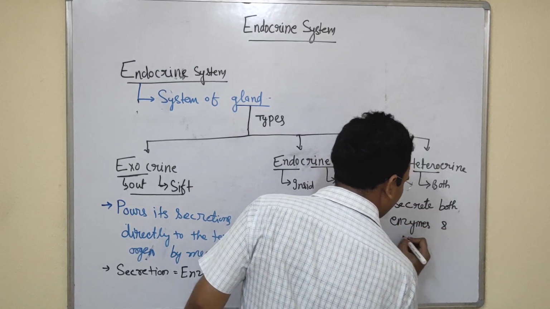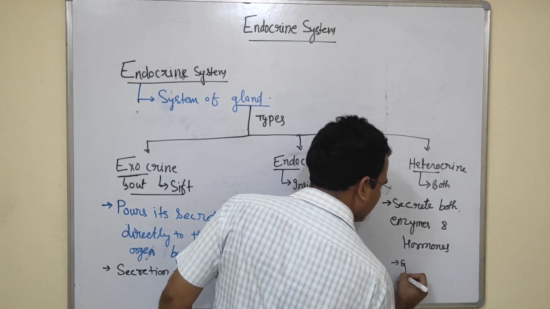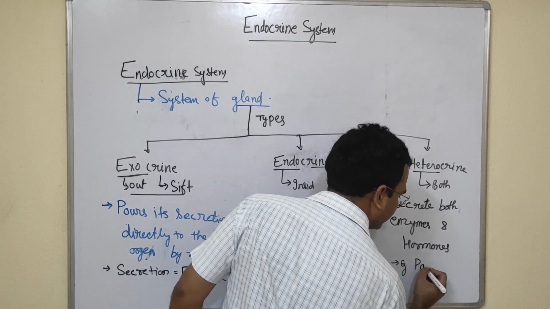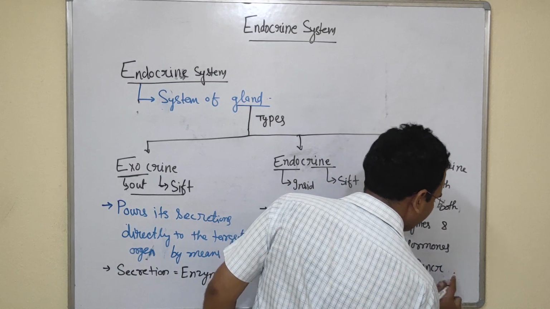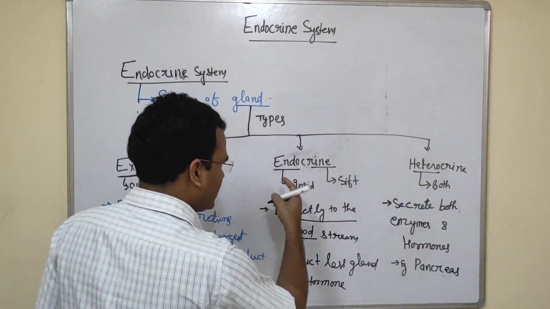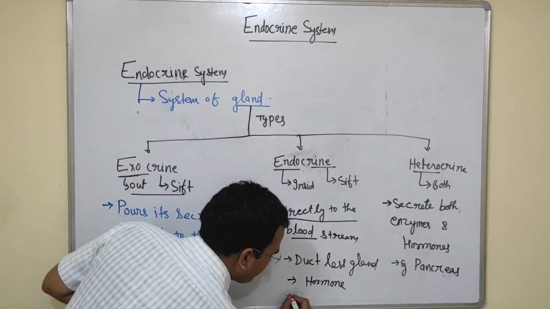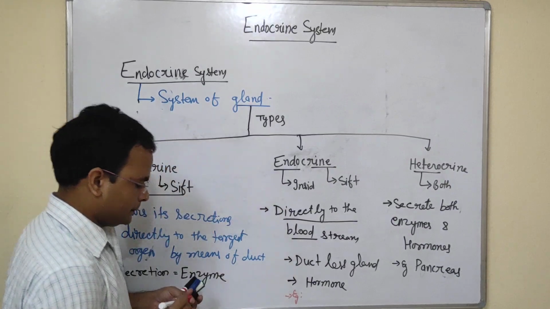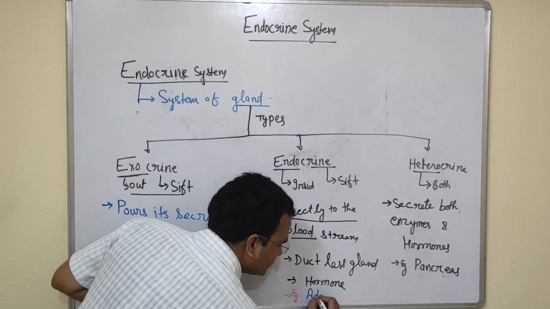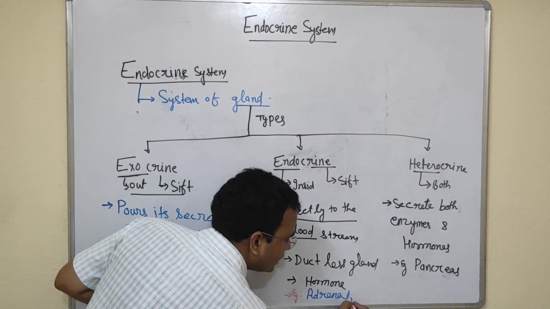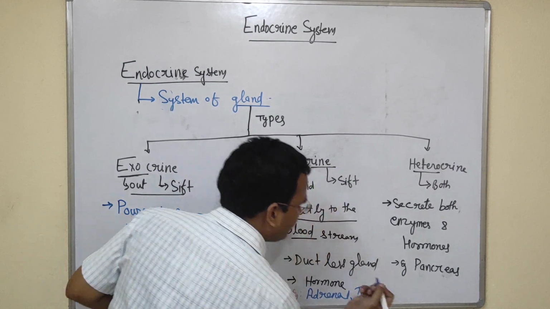Enzymes and hormones. Now you can ask what are the examples. For example, the pancreas is the best example of a heterocrine gland. Pancreas, C-R-E-A-S. Examples of an endocrine gland are, as you all know, the adrenal gland, next the thyroid, etc.